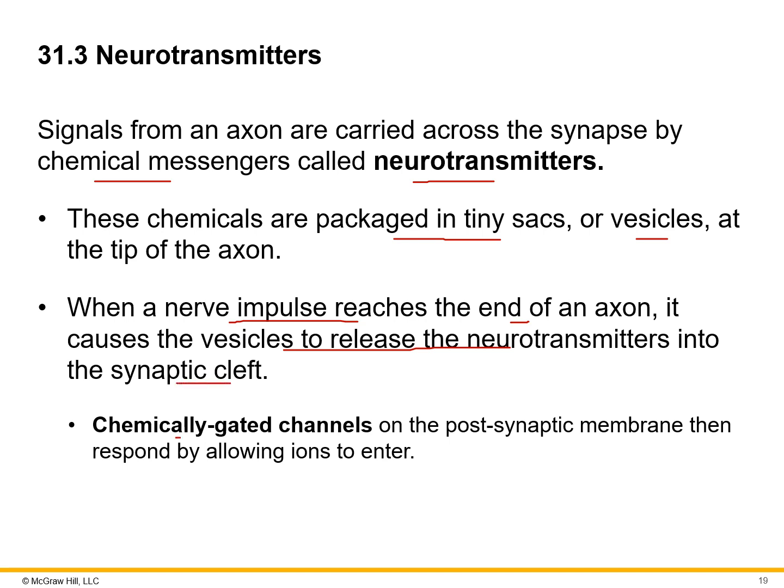Now, these are chemically gated channels. They're going to bind to the postsynaptic. So these neurotransmitters bind to the postsynaptic membrane. And whenever they bind, it's going to open a channel on the postsynaptic cell.